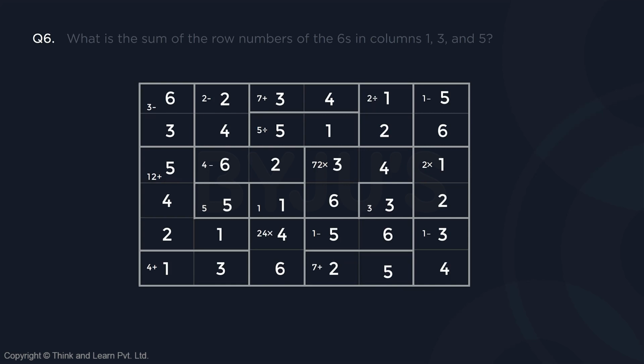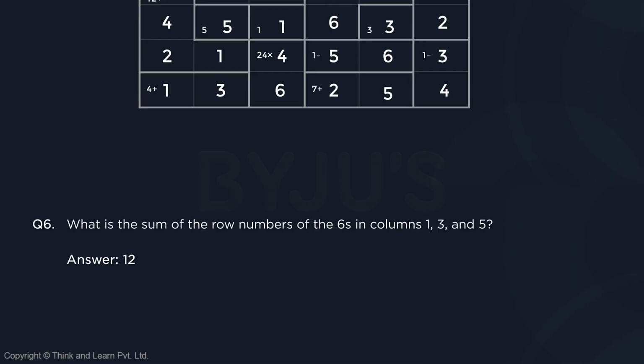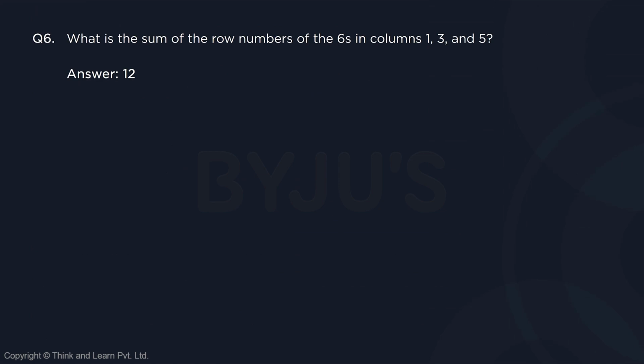What is the sum of row numbers of the 6's in columns 1, 3 and 5? Column 1, column 3, column 5. 6's in rows 1, 5 and 6. Sum of row numbers 1 plus 5 plus 6, that is 12. Yeah?